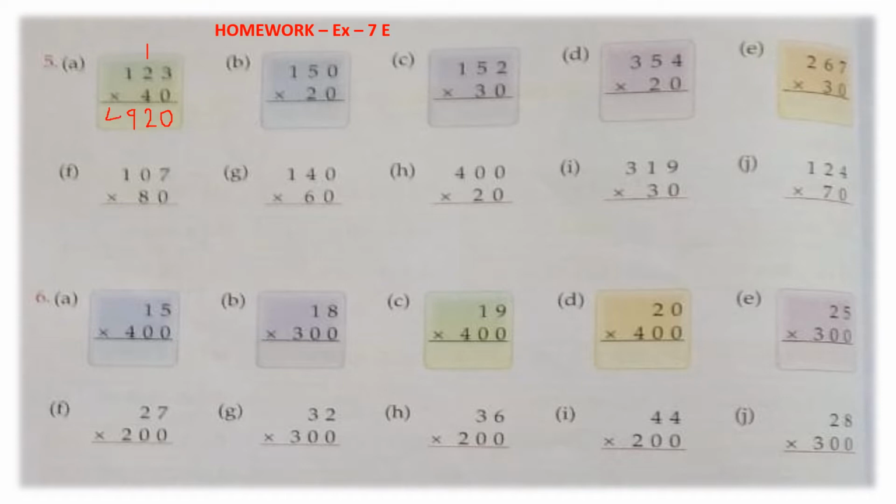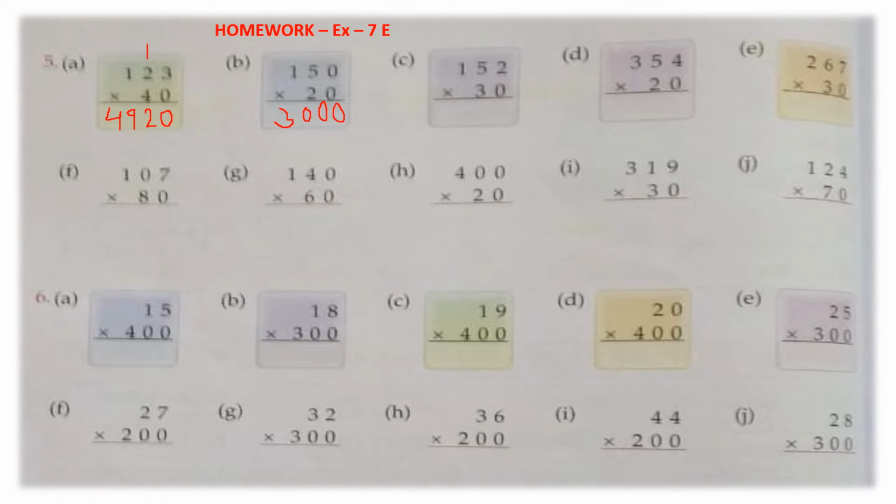So in this way children you have to multiply. You have to multiply from the right hand side. Then you will move towards left hand side. And as carry will come, you will add that carry. Now B part 150 multiplied by 20. Here you can see 2 zeros are there. So write down 2 zeros. Then multiply 15 with 2. Now 15 twos are 30. So write down 30. So your answer will become 3000.